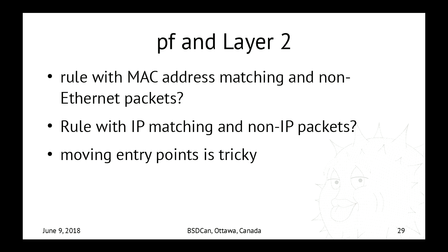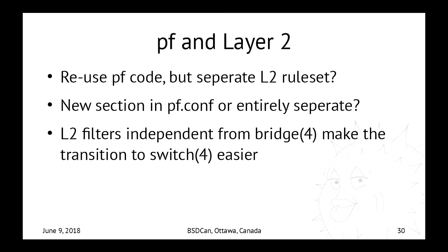So the conclusion from thinking about these generic layer 2 filters and the PF stuff is, well, this is very tricky. This is not unsolvable, but it's very tricky. So moving the entry points, especially moving the entry points, is super tricky. And I don't think this is feasible. So what do we do?